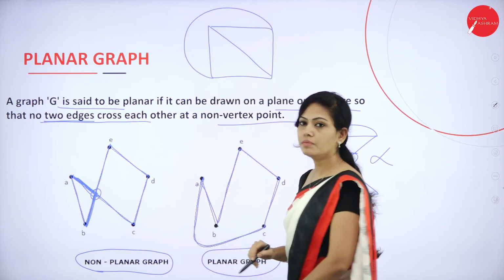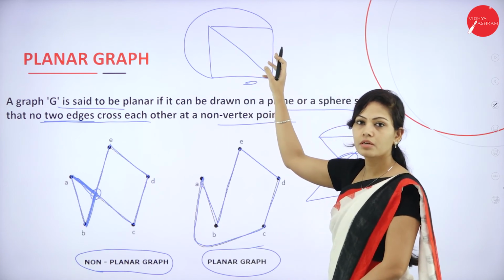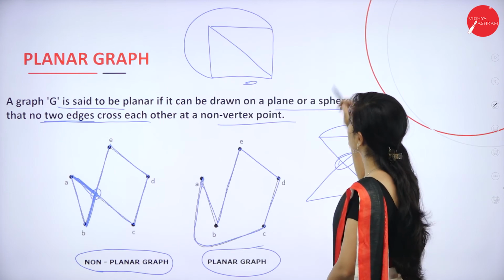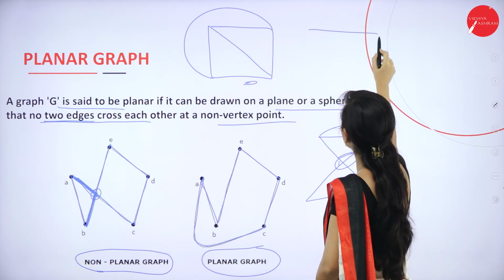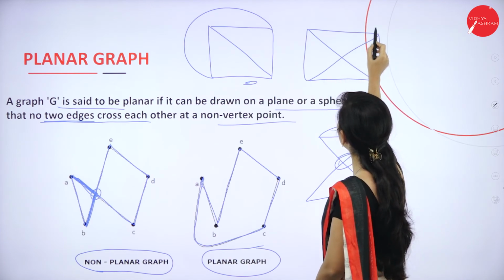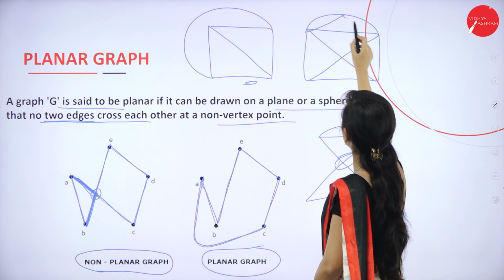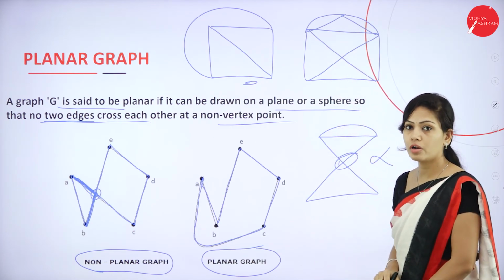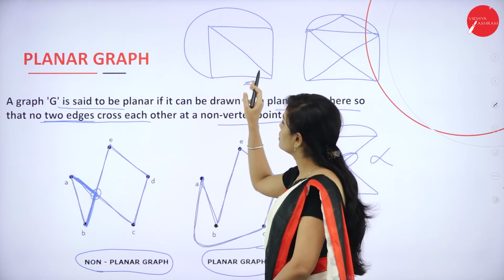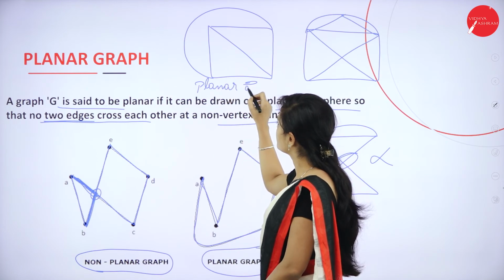Is this planar? You just think about this graph. Is this planar or not? And the next example. And again, is this planar graph or not? What is the answer? Is this planar graph? Yes, it is a planar graph.